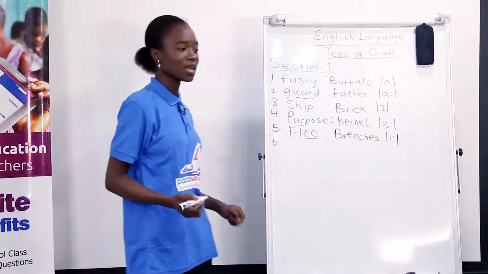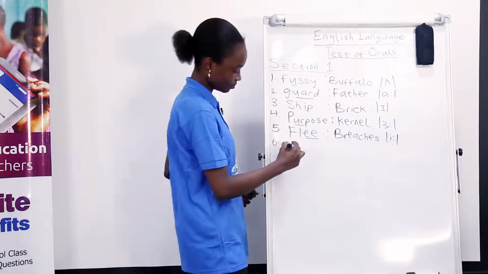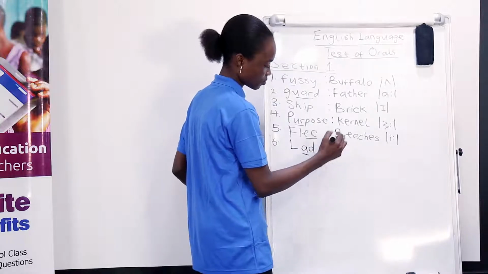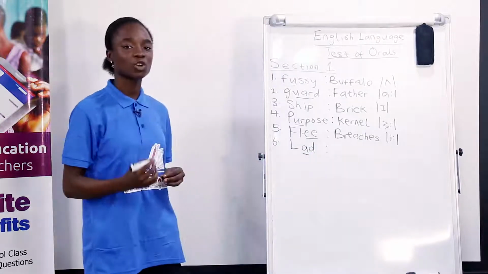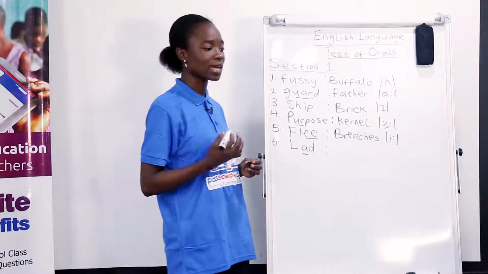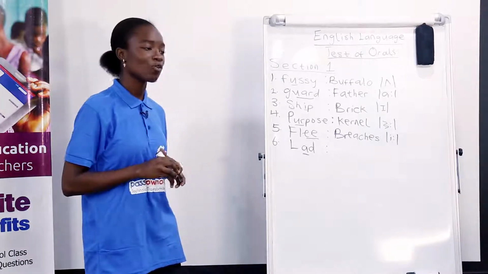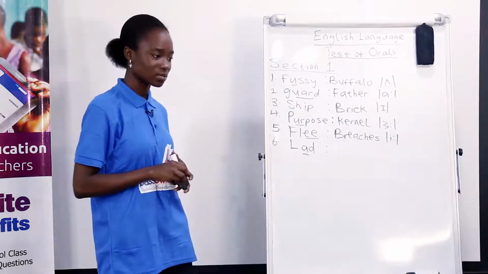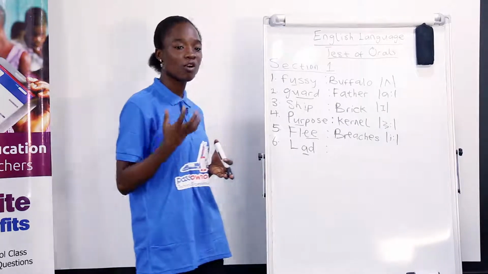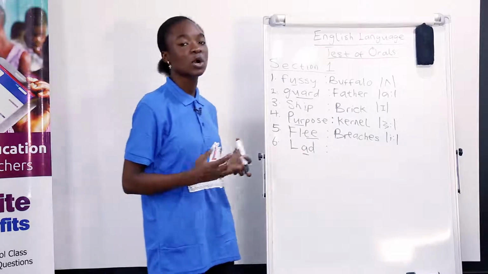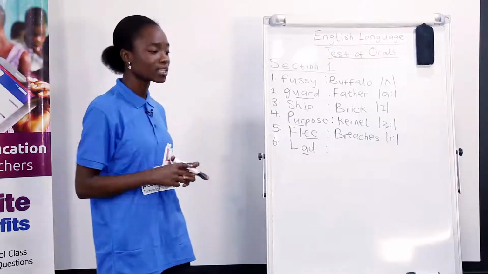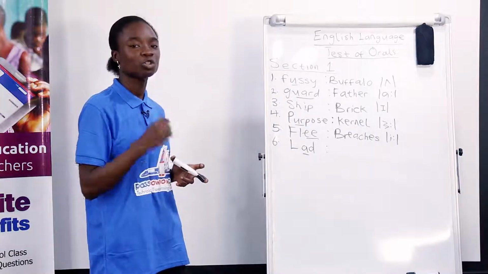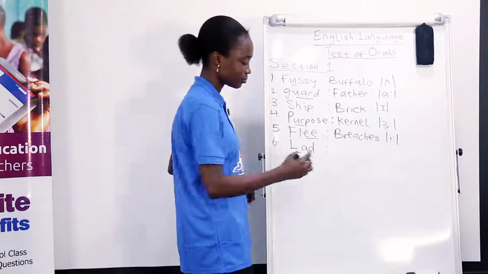Number six, we have lad, with a short A sound. Option A, we have palm. Option B, format. Option C, skirt. And option D, wonder. The correct answer is format, with a short A sound.